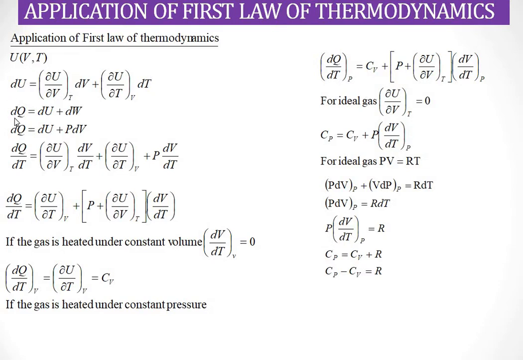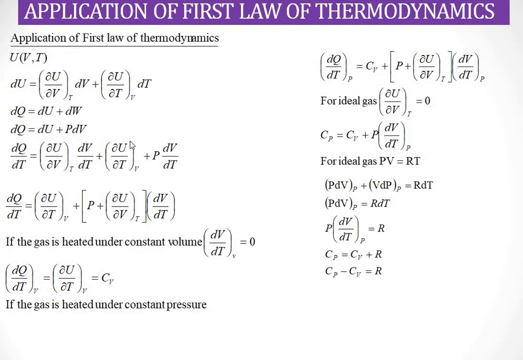We already know from the first law of thermodynamics that dQ is equal to dU plus dW, and dW can be written as pdV. So next we are going to substitute dU from this equation. We can write dQ is equal to dU plus pdV, that is dQ equals (∂U/∂V) dV plus (∂U/∂T) dT plus pdV. And we are dividing this through dT. So we can write dQ/dT is equal to (∂U/∂V) into dV/dT, plus (∂U/∂T) at constant volume into dT divided by dT.